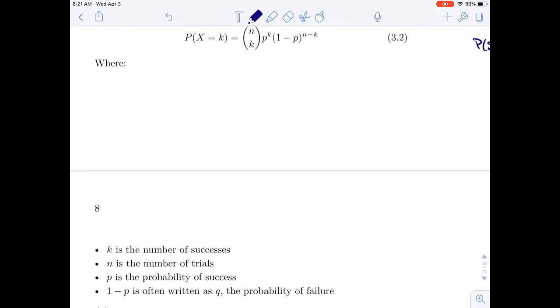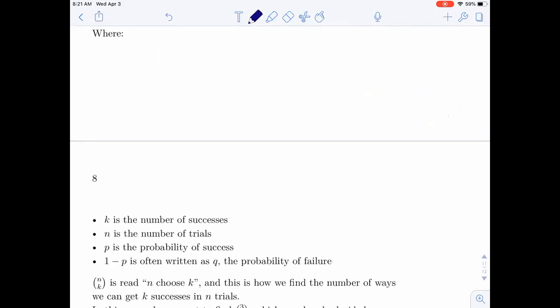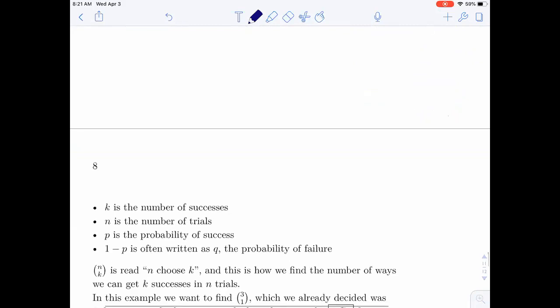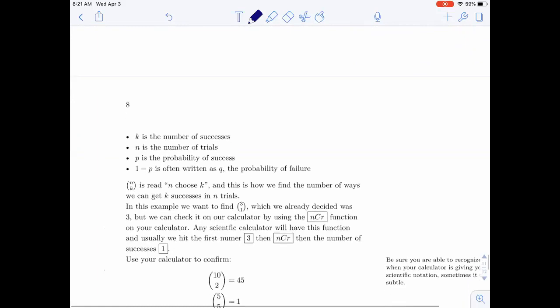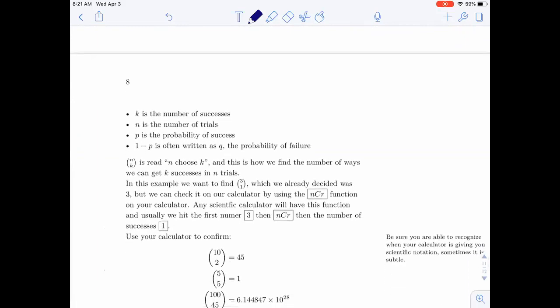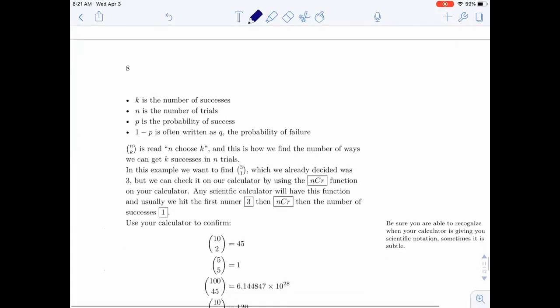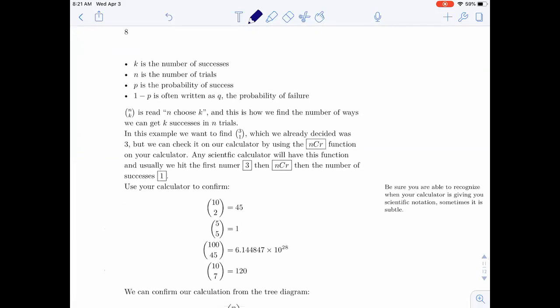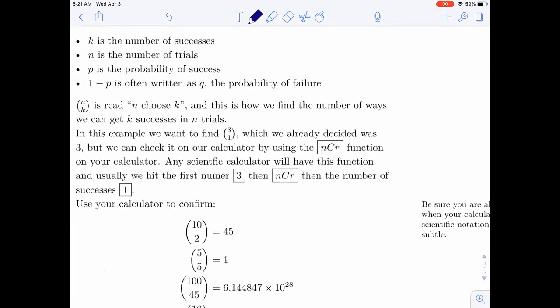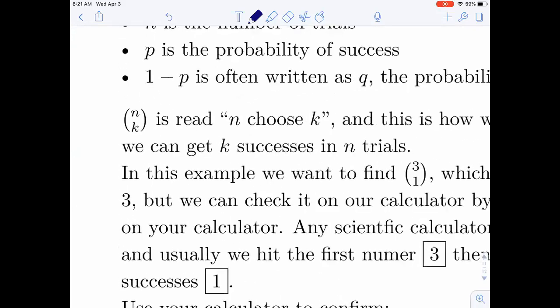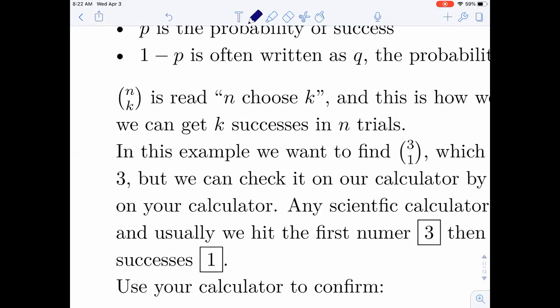I've got a list of what everything is. K is the number of successes, N is the number of trials, P is the probability of success, 1 minus P is often written as Q, as we've seen now, it's the probability of failure. And then N choose K, right? A lot of people want to make this a division, but it's actually not.